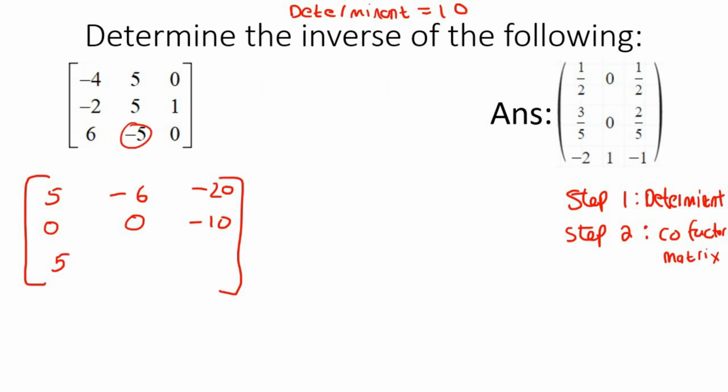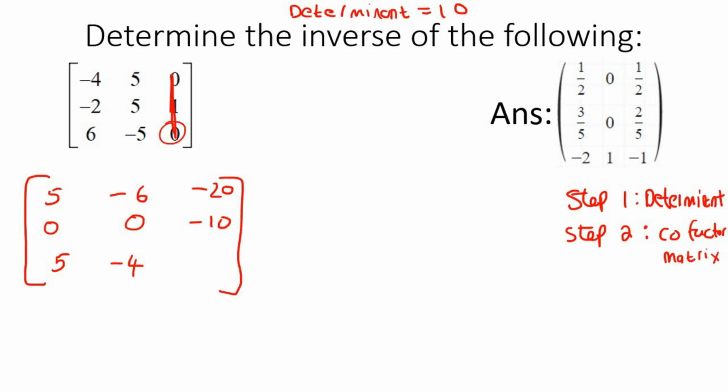The next one is this one. So you put a line, and the numbers that are left over, that's your determinant. So it's going to be -4 times 1, take away 0 times -2, and so that's just going to give us -4. Okay, -4.